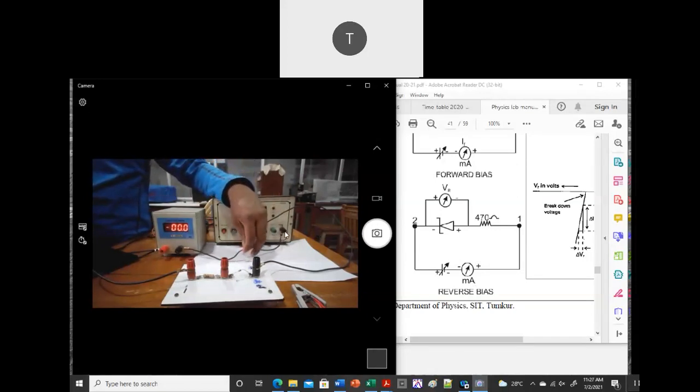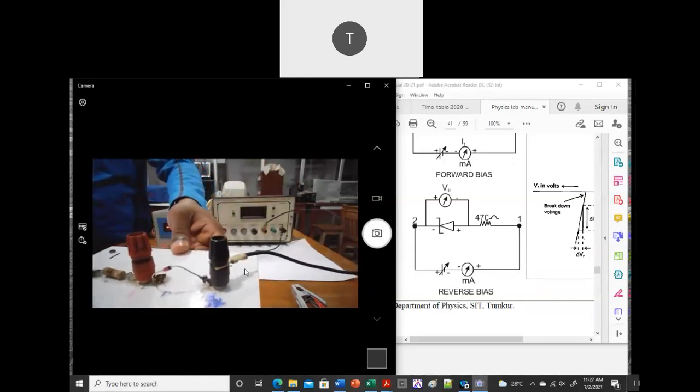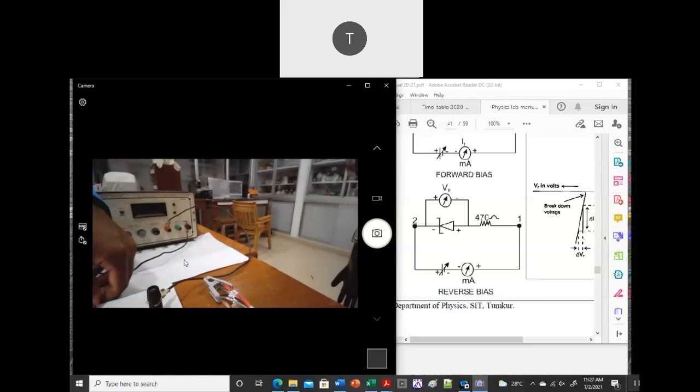So this is your reverse bias. Reverse means positive of the battery is coming to negative of the Zener diode. That is the main thing. And then positive of the Zener diode is connected to negative of the battery. So this is what we call reverse bias.